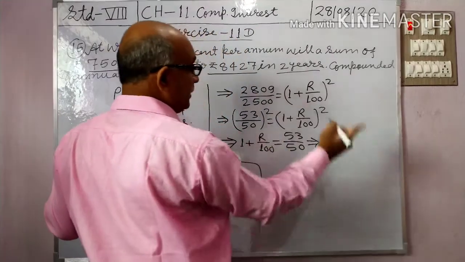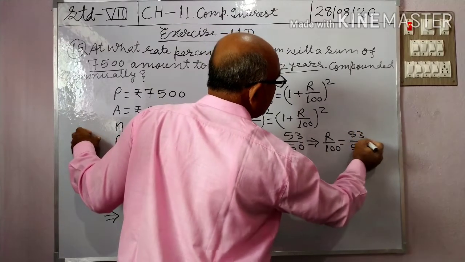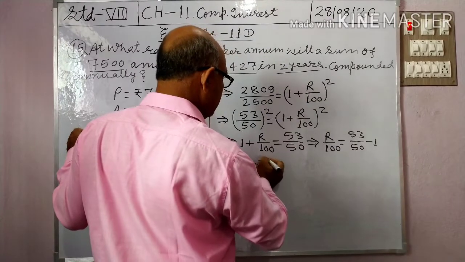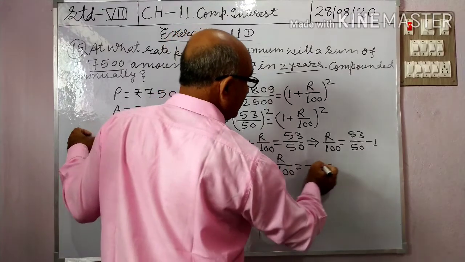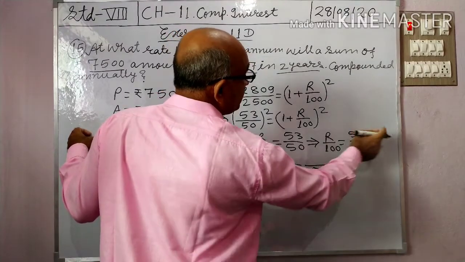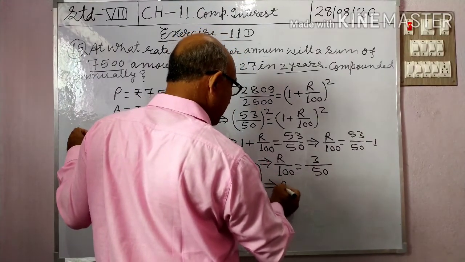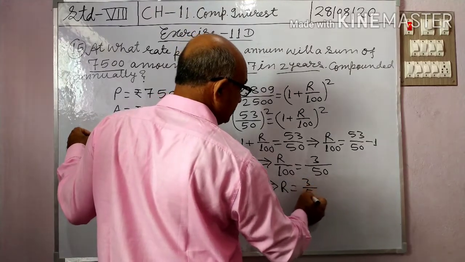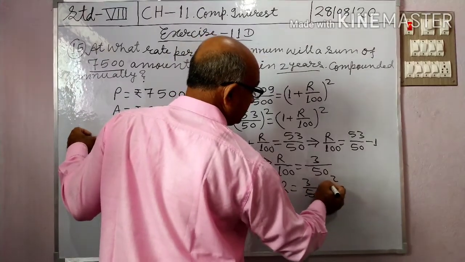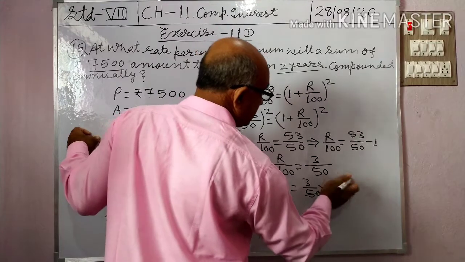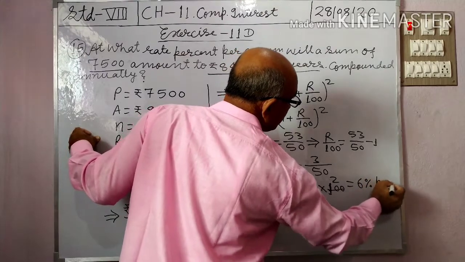That implies R by 100 equal to 53 by 50 minus 1, plus 1 by transposition changes into minus 1. LCM 50, so 53 minus 50, 3 by 50. That implies R equal to 3 by 50 into 100, equal to 6% per annum. Answer.